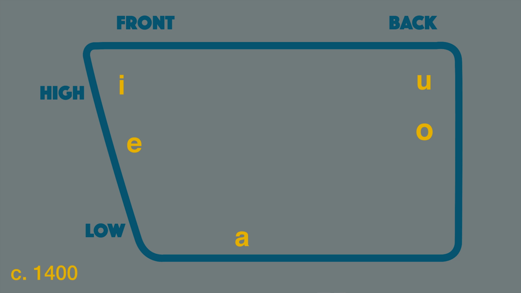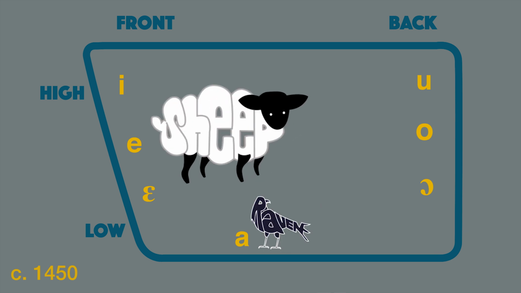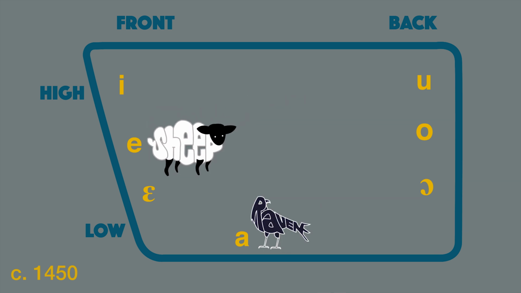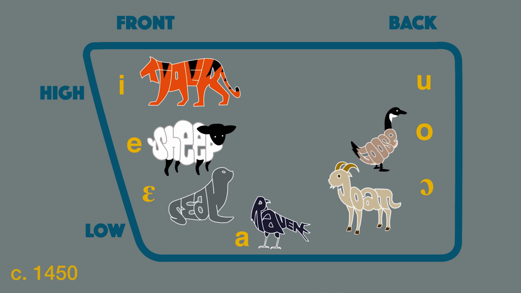Around the year 1400, the English language had 7 long vowels. Remember, the change affected only the long vowels, not the short vowels. Here are the vowels of English around the year 1450. Raven, A. Shape, E. Sel, E. Tiger, E. Goat, O. Goose, O. Moose, U.